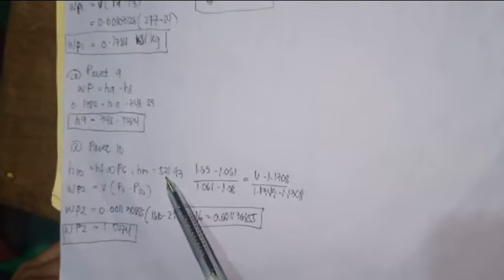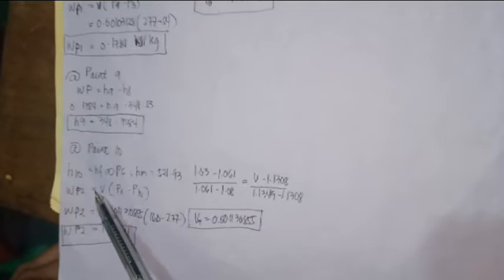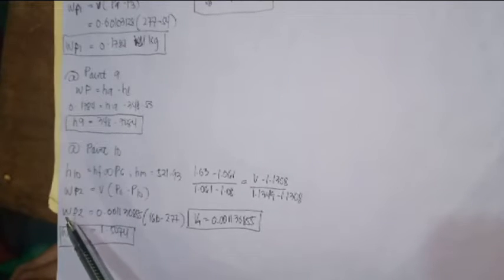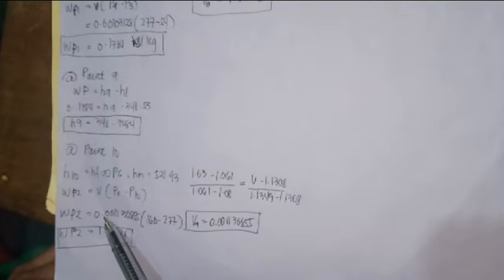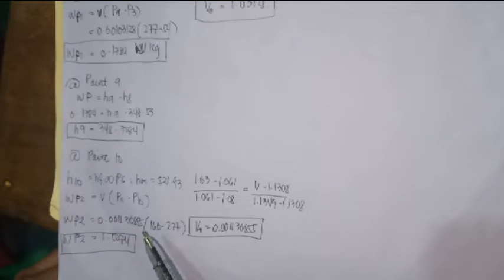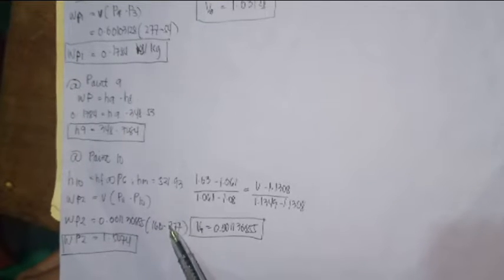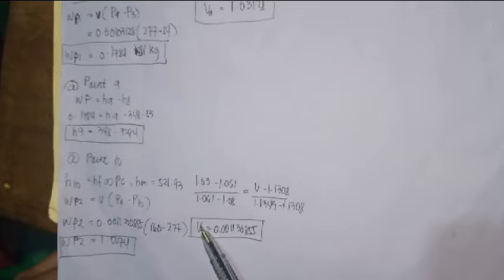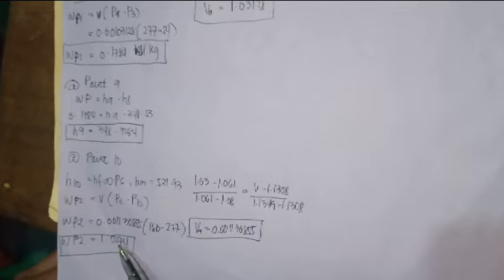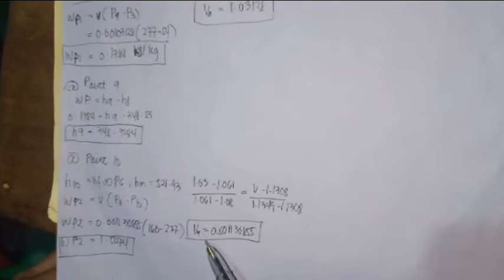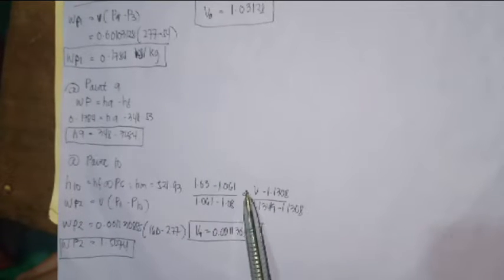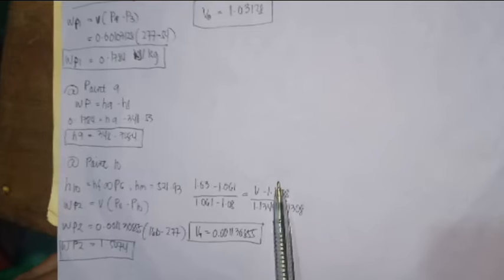Then the mass 1593. Work pump 2 is equal to volume times pressure 11 minus pressure 10. So work pump 2 is equal to the volume, 0.001130885, times pressure 11, which is 160, minus pressure 10, which is 277. So work pump 2 is equal to 1.5074. To get the value of the volume 9, we can use the interpolation process.